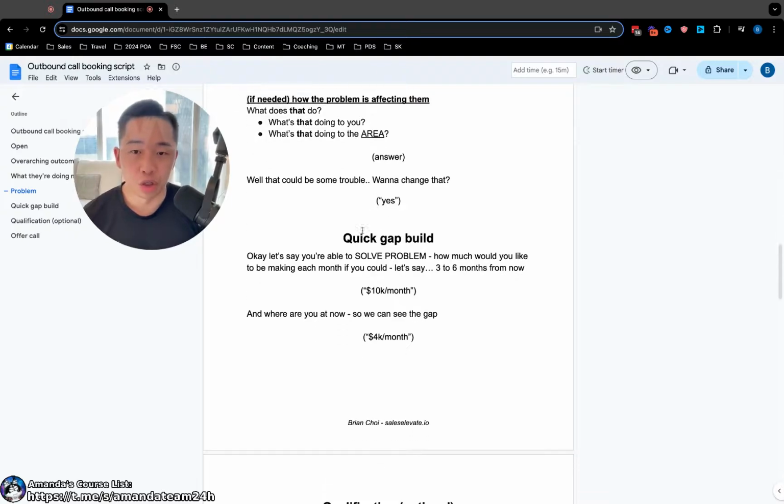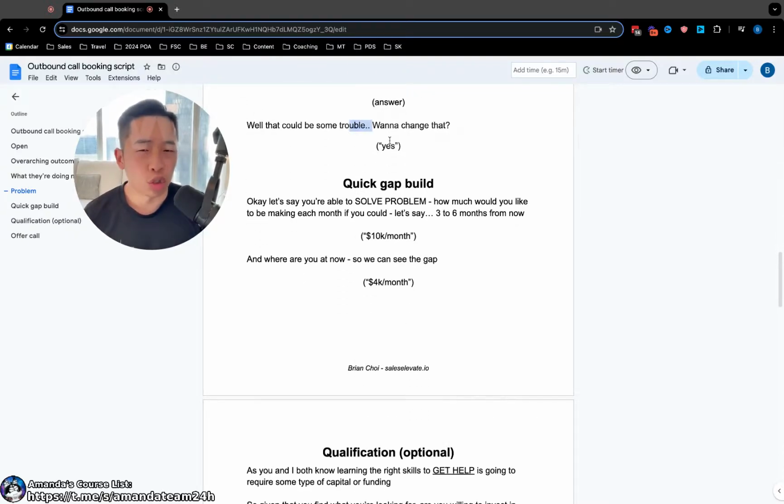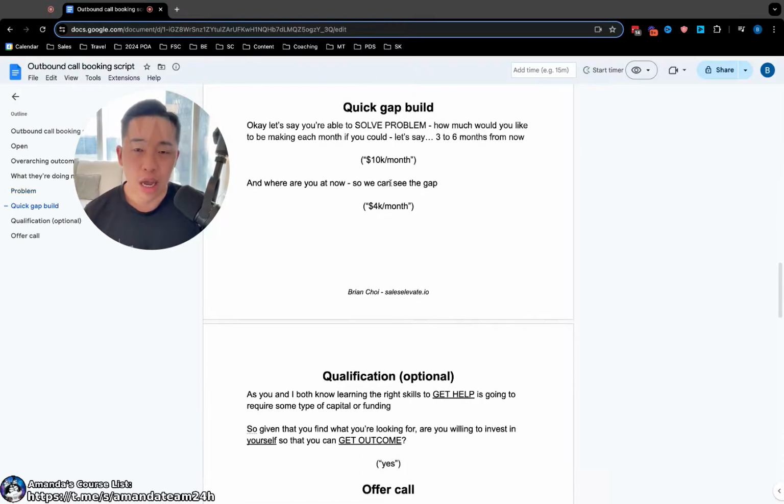So you get that answer. You want to get a yes. And then you can do a quick gap build depending on what you sell. For example, if it's a make money offer, let's say you're able to solve the problem. Let's say you're able to get better lead quality. Let's say you're able to start a business that you can make successful.